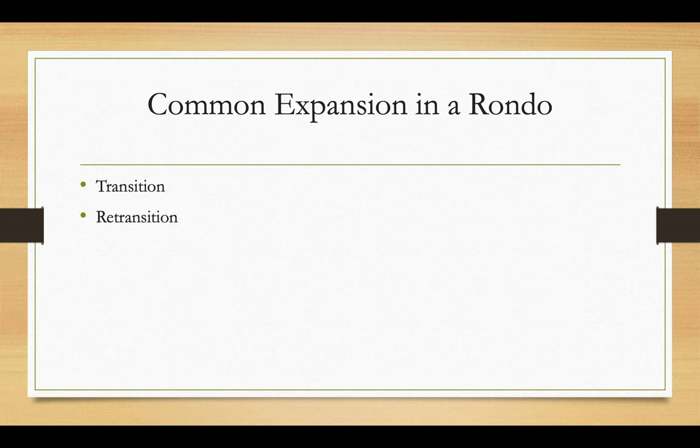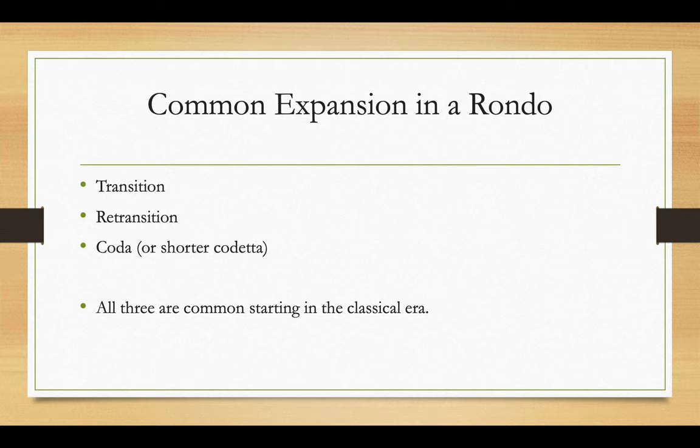And as is the case with a lot of other types of pieces, it's possible for rondos to have an elaborate coda or a more modest codetta. Instrumental rondos often have fairly long codas. All three of these types of expansions are particularly common in the classical era moving forward in music history. You won't find these sorts of things nearly as often in, say, Baroque music, for example.